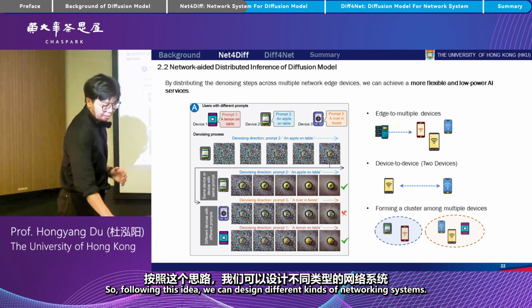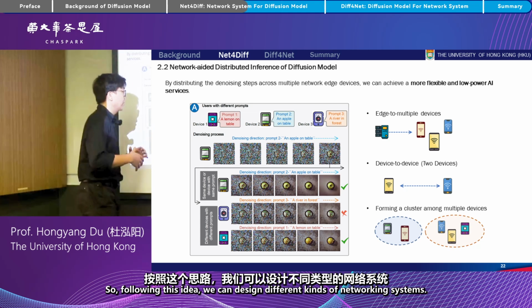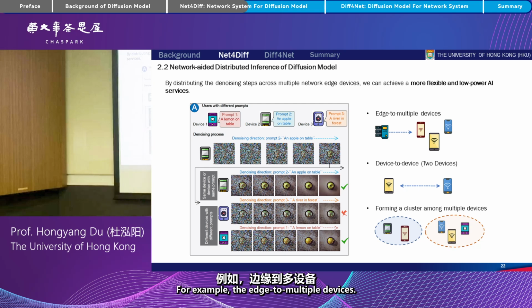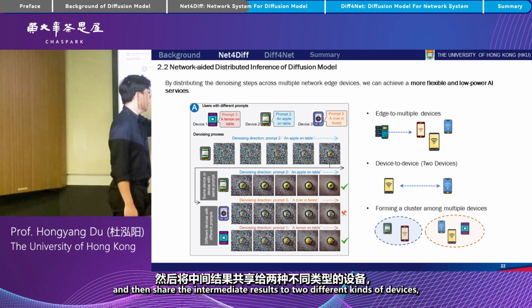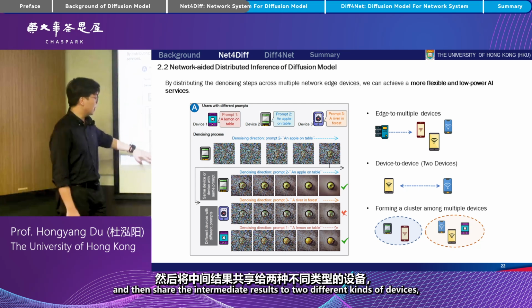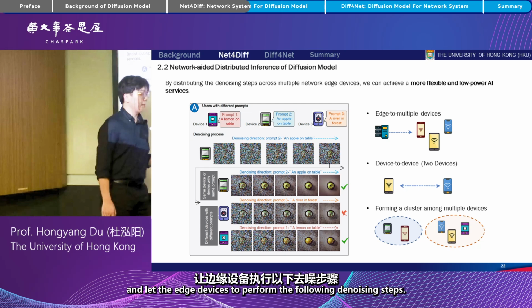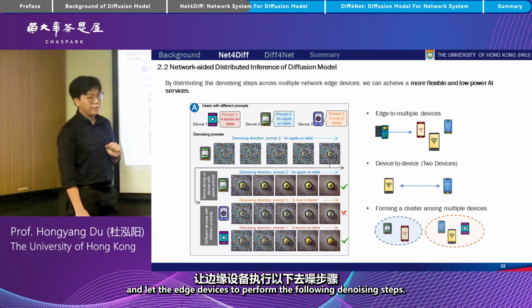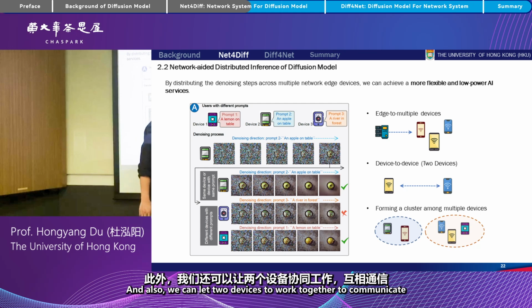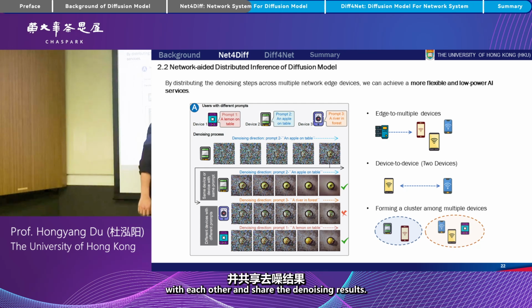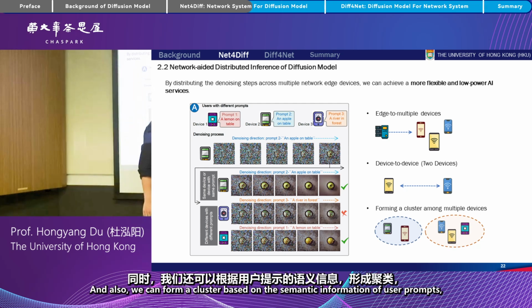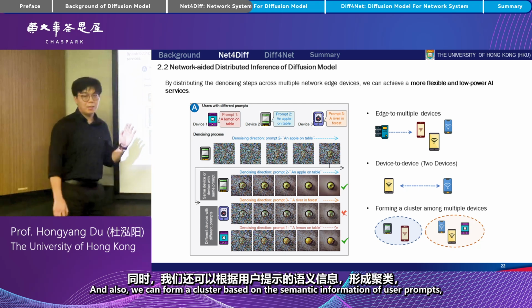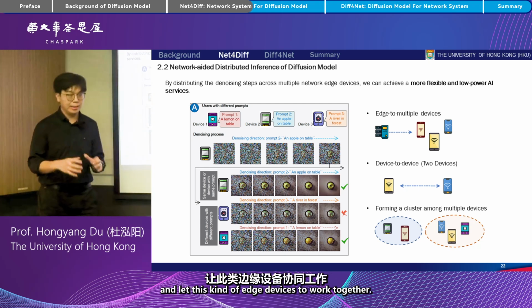So following this idea, we can design different kinds of networking systems. For example, the H2 multiple devices. We can do the central denoising steps in the central server, and then share the intermediate results to two different kinds of devices, and let the H devices perform the following denoising steps. And also, we can let two devices work together to communicate with each other and share the denoising results. And also, we can form a cluster based on the semantic information of user prompts and let these H devices work together.